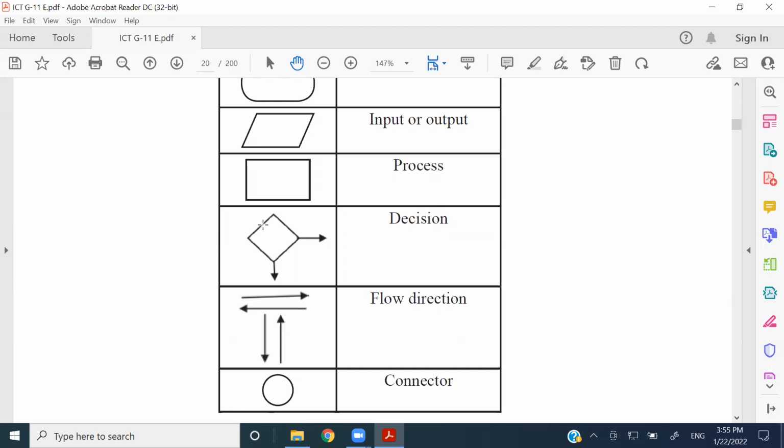So we have to make our decision into a question like that. Right? We will be doing those things, right? And then, since this is named flowcharts, it shows you how your solution is going to flow. So that flow is indicated by this flow direction. And we generally use a connector to connect a particular flow to some other flow.